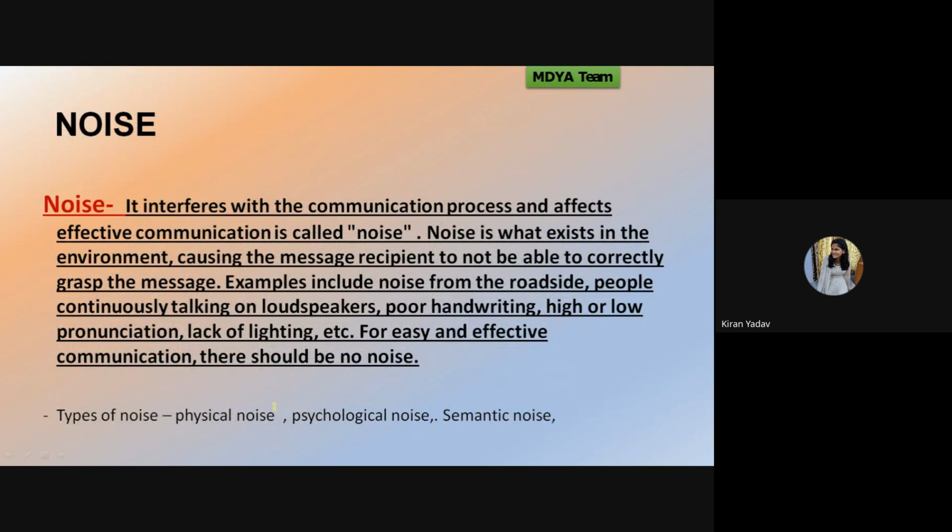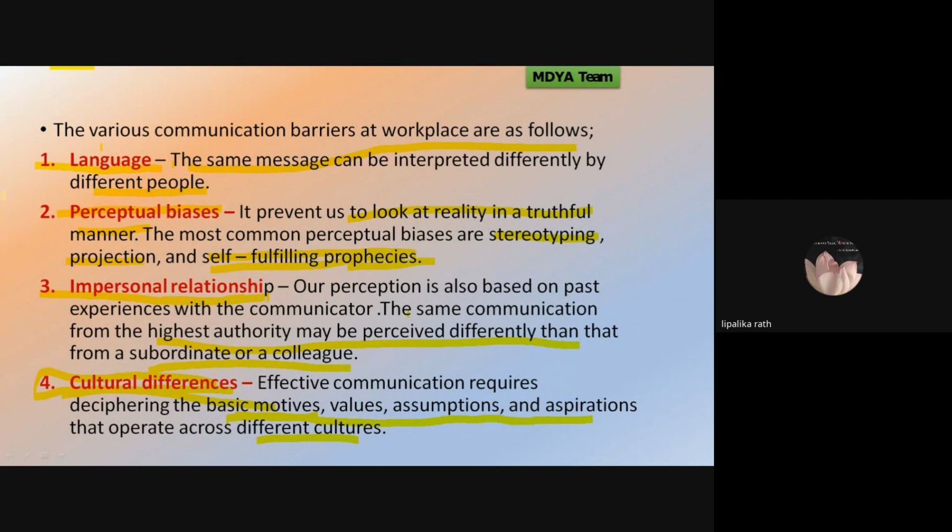Fine. Excuse me, ma'am. Yes, please. Ma'am, what is the meaning of deciphering the basic motives? Deciphering means decoding or understanding. In simple words, understanding. Okay. Means effective communication here, this line, can you explain again?